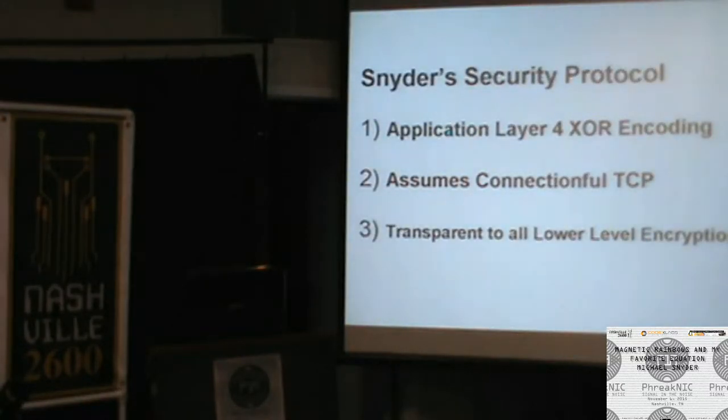Okay, Snyder Security Protocol is an application layer 4 XOR encoding, and I'm assuming a full TCP connection, which basically means I don't want to deal with missing packets. We'll let the lower level protocols take care of that. The way I'm envisioning this, it would be transparent to all the low level encryption. You could run your regular VPN at one level, run your SSH at another level, and this would be on top of those two, and just be another layer of encoding.